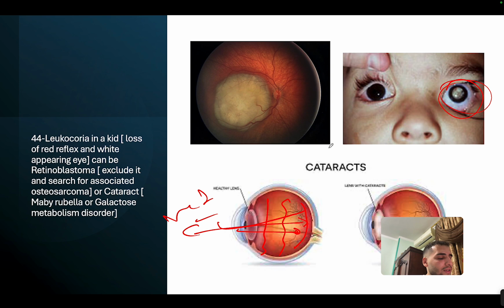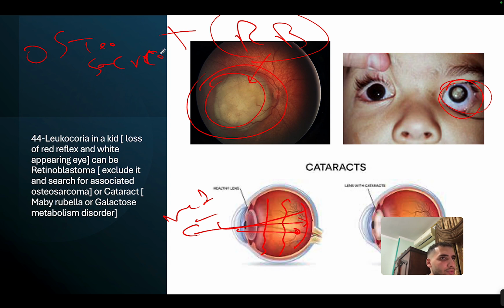Now there can be two problems in kids. The first problem is retinoblastoma, which is the most dangerous problem, okay? And you always need to exclude retinoblastoma in a kid that has leukocoria. Now remember that retinoblastoma is always associated with osteosarcoma, which is the malignancy of bone. So you have to exclude both of them.